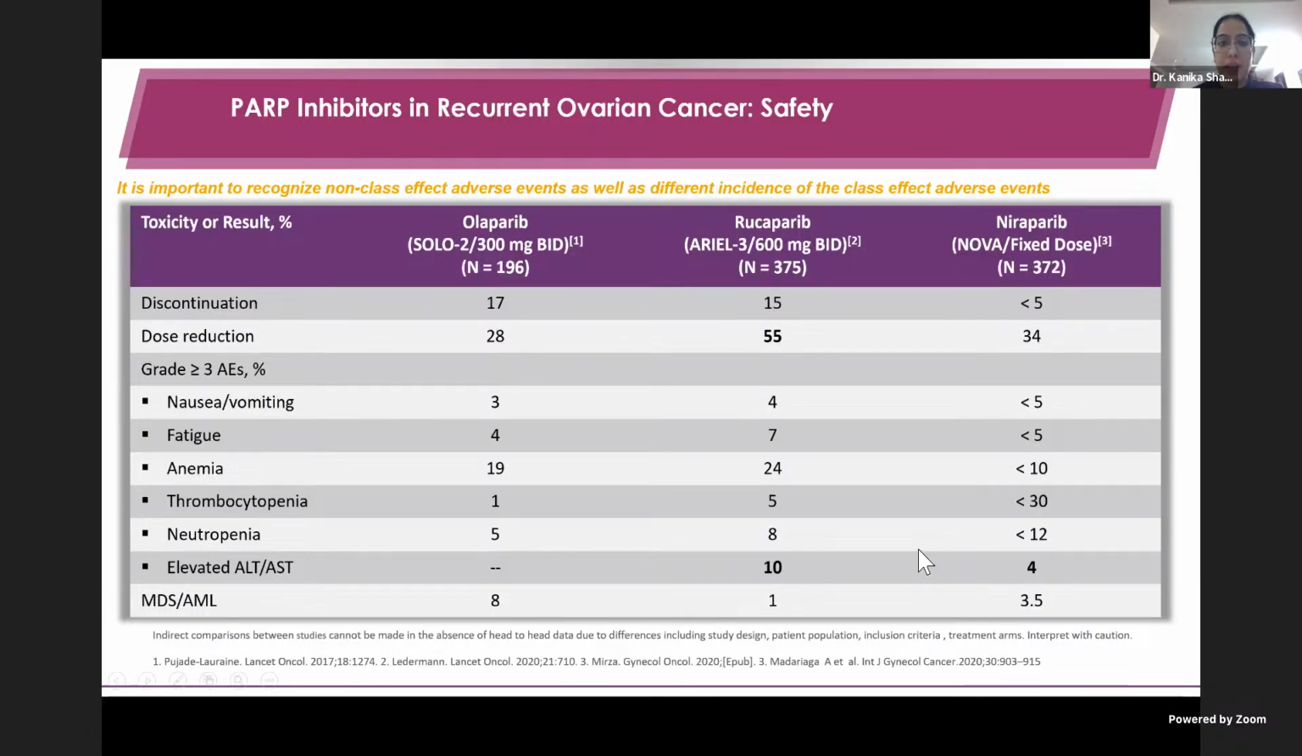So in the recurrent setting, when we have given a PARP inhibitor, because it has an impact on the bone marrow, it is difficult for the patient to tolerate chemotherapy after PARP inhibitors. That has to be taken into account because of the recurrent anemia and thrombocytopenia. If the patient progresses after a PARP inhibitor, the chemotherapy dose has to be reduced. With all these agents, there are frequent discontinuations and dose reductions. It is relatively less with olaparib, and elevated AST and ALT are documented with rucaparib. So LFTs have to be monitored with olaparib and rucaparib therapy.